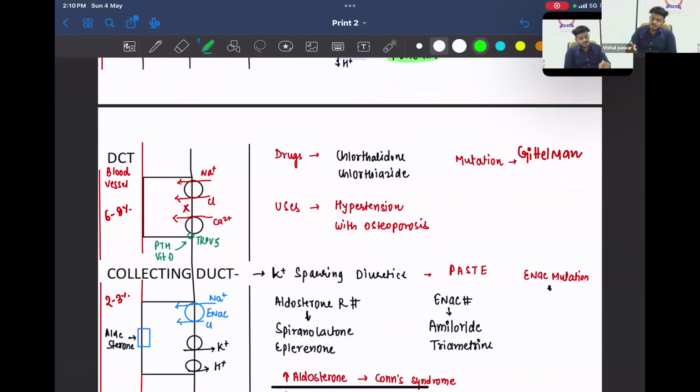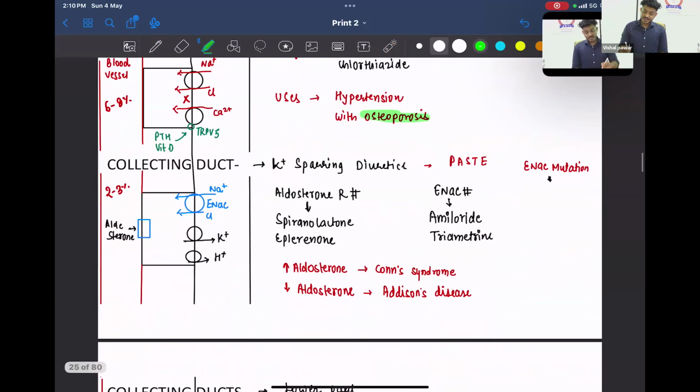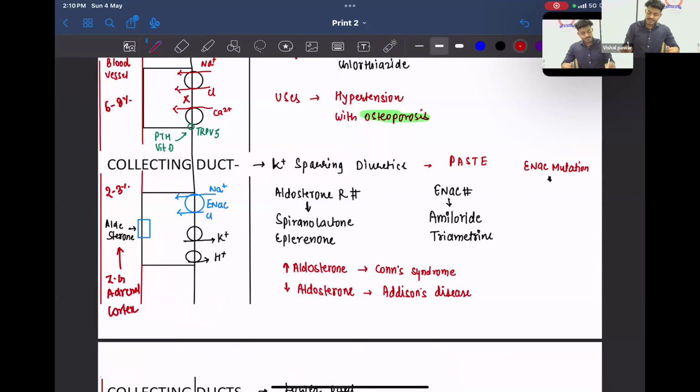If there is a patient with osteoporosis and hypertension, what would you like to administer to this particular patient? This is going to be the drugs, right? Collecting duct will be having what? Collecting duct will be having these ion channels. And remember, how will these channels be working? Here you will be having aldosterone coming, and this aldosterone is coming from zona glomerulosa. From which gland? Adrenal cortex. Adrenal cortex will be having the zona glomerulosa, that is the uppermost part, which is going to release aldosterone.